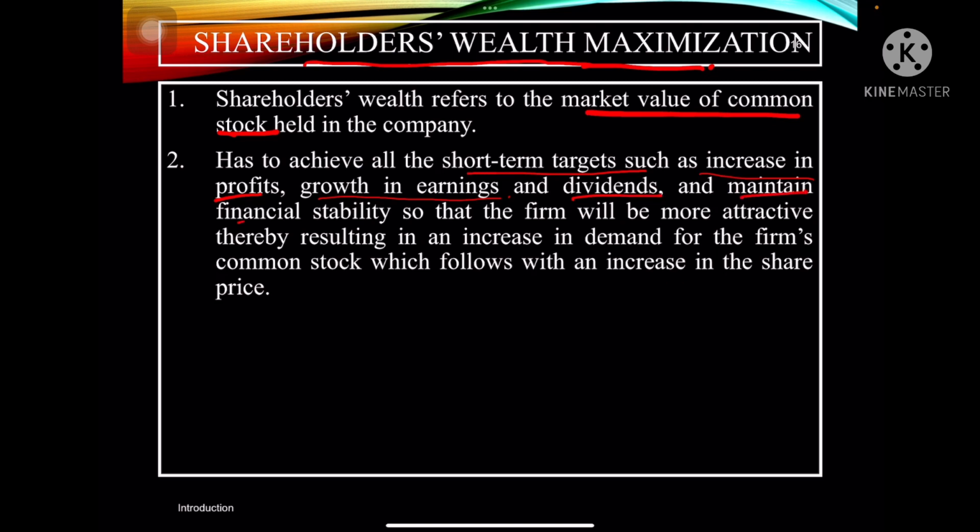The firm has to achieve all the short-term targets first, such as increase in profit, growth in earnings, dividend, and maintain financial stability so that the firm can be more attractive, resulting in increased demand. If the shareholders see that the profit is good, the growth in profit is good, dividend is good, and the stability of the company is good, then it becomes more attractive. It means they would like to purchase the shares in the company, right? So the firm's common stock will follow with an increase in the share prices. When the demand is high, of course, the price also will increase.